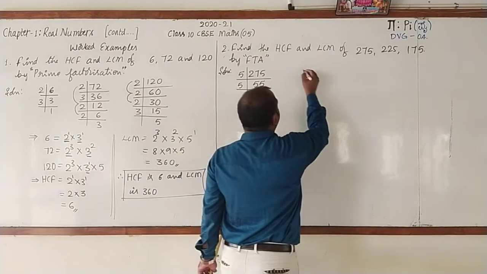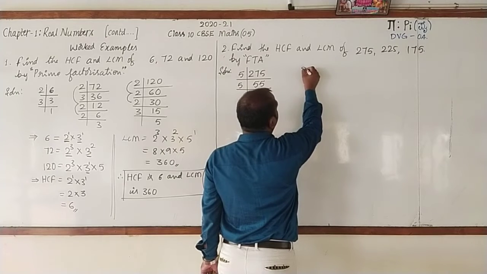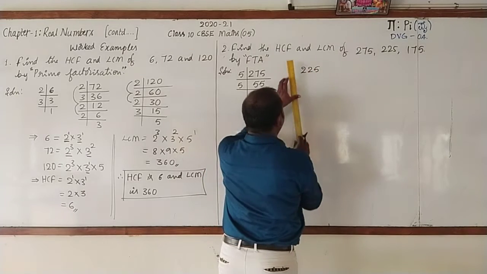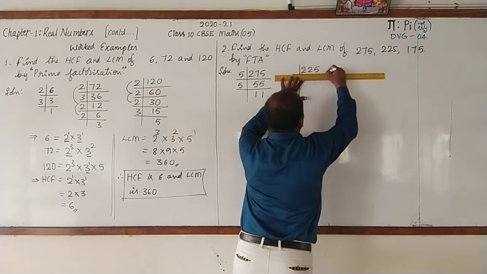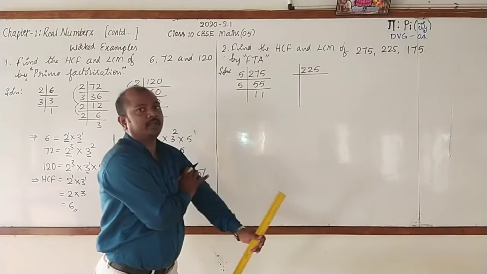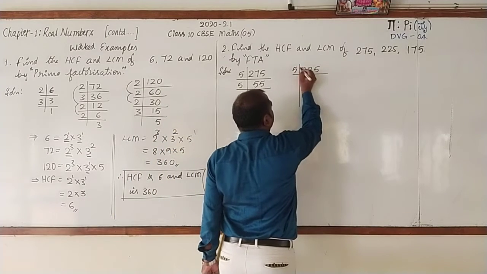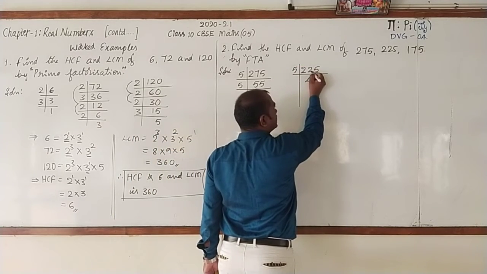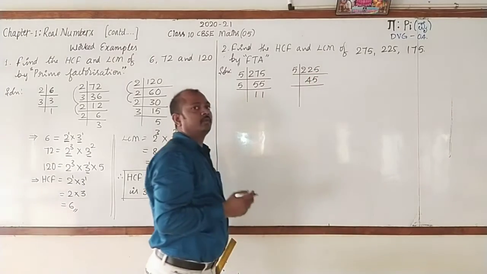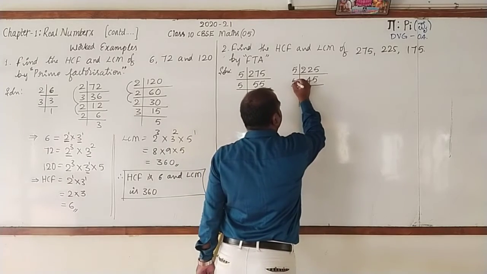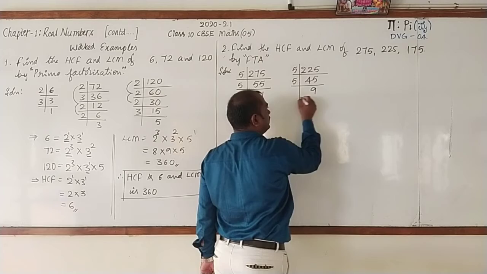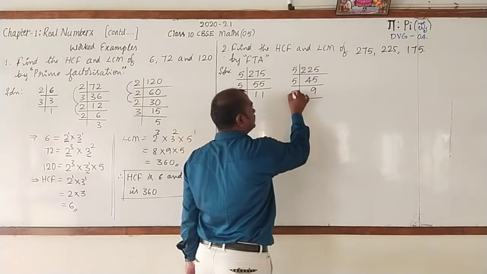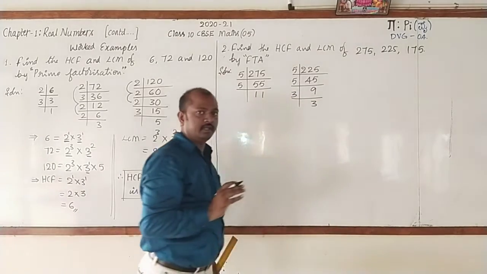Next, let me take the second number. It is 225. Here, start dividing it by which number? As it ends with 5, you can divide it by 5. 5 4s are 20, 2 will remain, 25. 5 5s are 25. So, again, it is divisible by 5 as it ends with 5. 5 9s are 45. Next, 3 3s are 9. Clear?